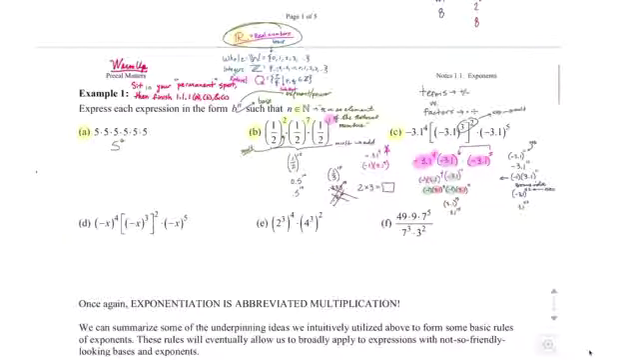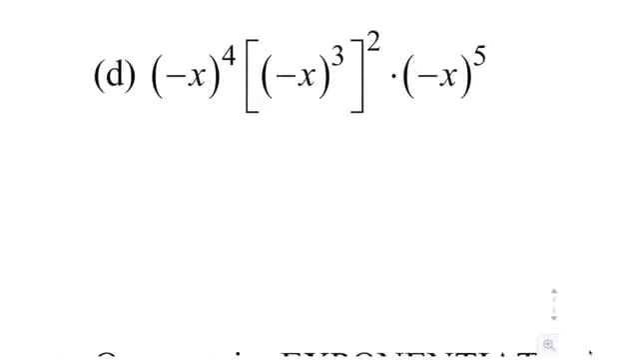Let's move on, shall we? We're on example D, 1D. We've worked with numbers. Now we're going to go a little bit more abstract. We're working with letters. X is a variable. It's our favorite variable in math, right? And it just represents the number.